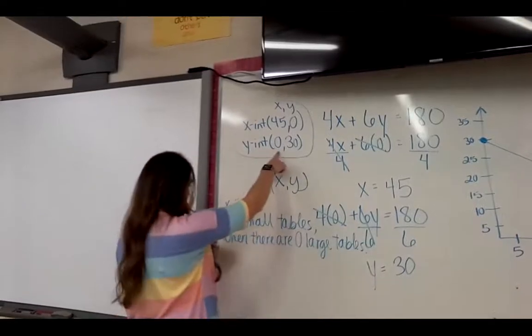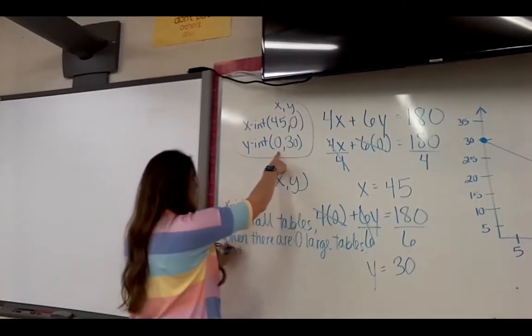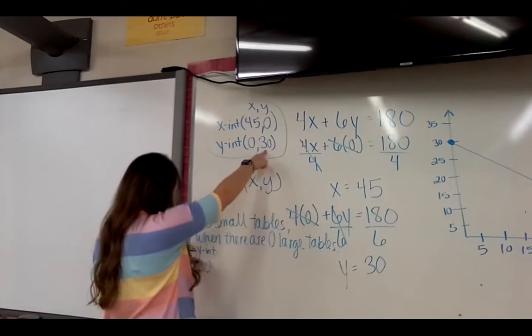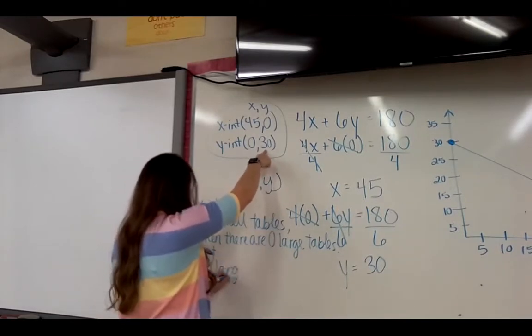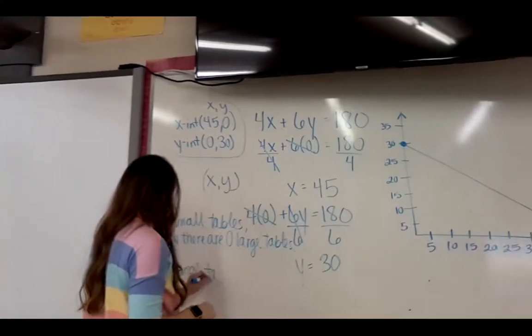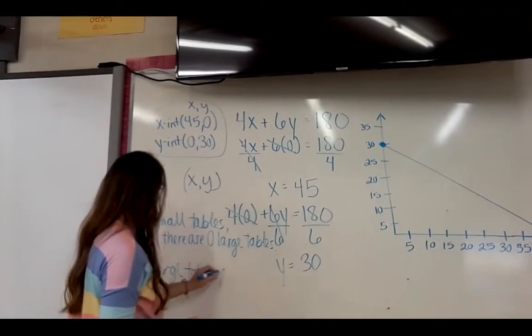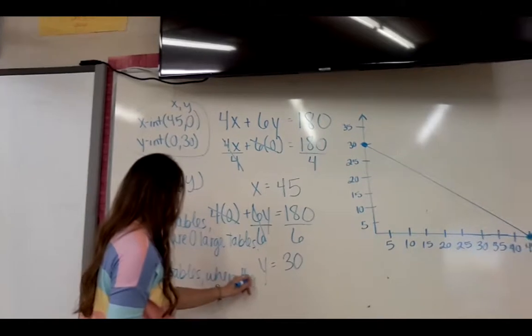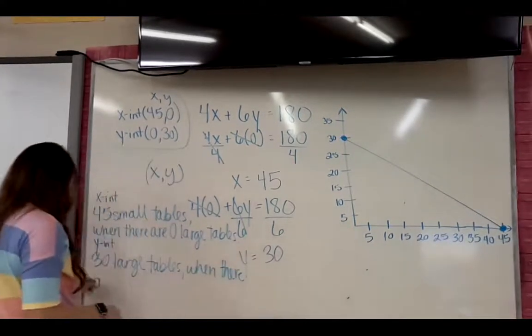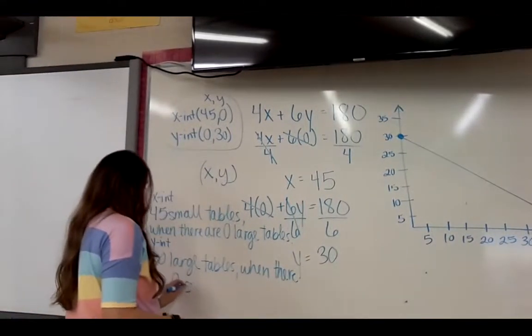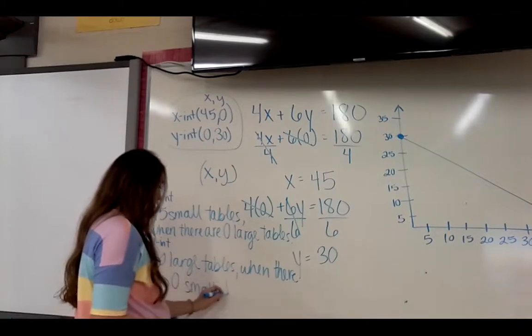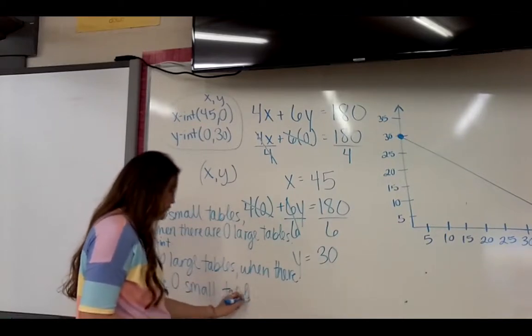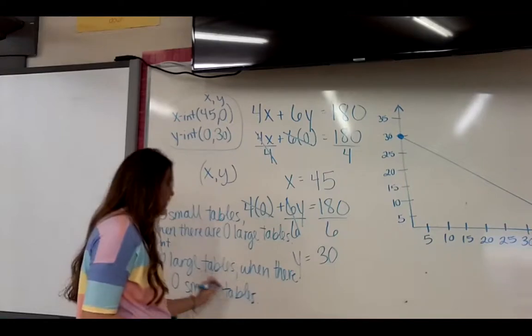So the y-intercept would be 30 large tables when there are 0 small tables. Now we have interpreted our intercepts.